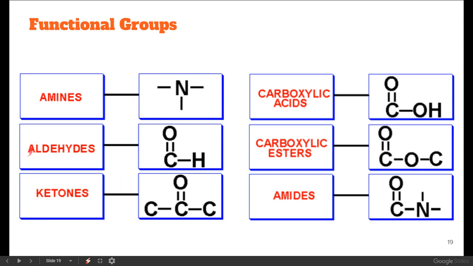A starts at the beginning of the alphabet. This carbonyl group is at the beginning of the molecule. Ketone: this carbonyl group is in the middle of the molecule. It doesn't have to be right in the middle, but you've got a carbon on the left side and a carbon on the right side, which means the chain can keep going to the right and can keep going to the left. So it's kind of in the middle.